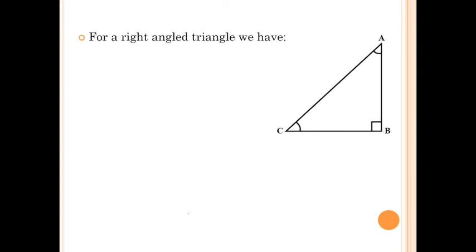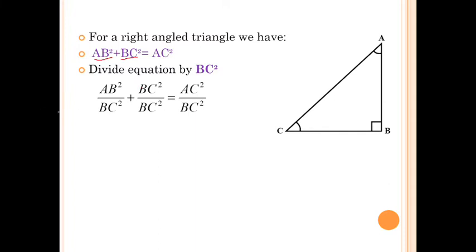Then what is the third identity? Cot square A plus 1 is equal to cosec square A. So here we will be considering a right angle triangle, right angled at B, and we are using the same Pythagoras theorem. Here we will be dividing each and every term by BC square. We will check what happens. Then AB square by BC square, plus BC square by BC square, is equal to AC square by BC square.